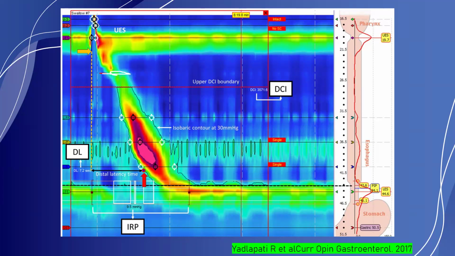A normal swallow will begin with the relaxation of the upper esophageal sphincter. Then we can see a blue zone over here, which is the relaxation of the upper esophageal sphincter. Then the bolus will travel down through the esophagus, and there will be relaxation of the lower esophageal sphincter, which is depicted over here. There is a drop in pressure.